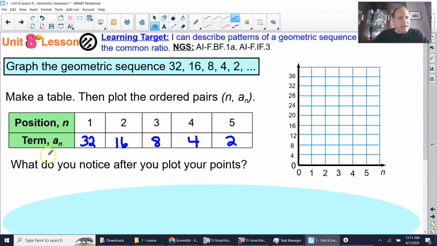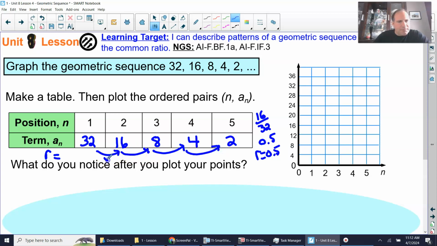So the common difference, the ratio, the R, right, the common ratio, it goes from 32 to 16. So I'm just going to go 16 divided by 32. And you do get 0.5. So the R is 0.5. So this is when you are multiplying, that's multiplication of 0.5, 0.5, 0.5, and 0.5. So let's go ahead and graph this.